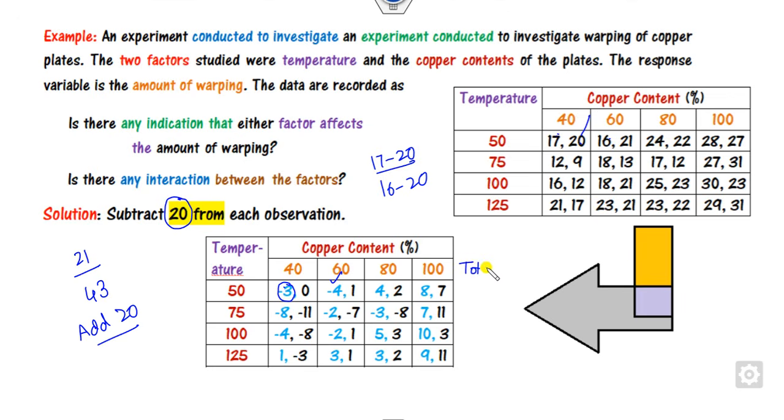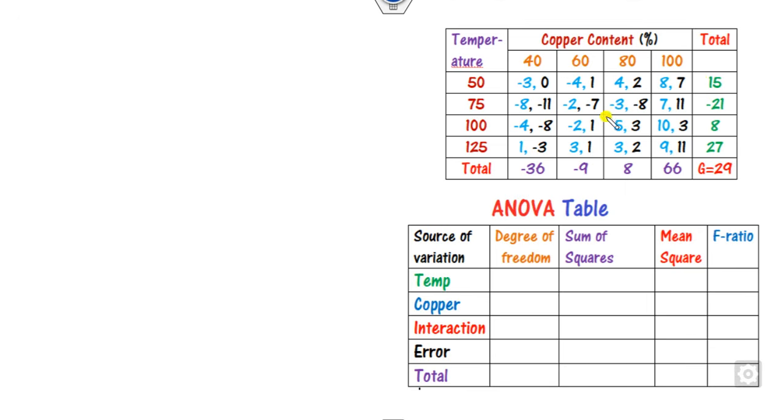You can find the total of these row-wise. You can find the total column-wise. Once you get the total of this, you can see 15, and so on. How can you find the degrees of freedom? How many temperatures are there? There are 4 temperatures. Degree of freedom is 3. How many copper contents are there? These are 4. Degree of freedom is 4 minus 1, 3.